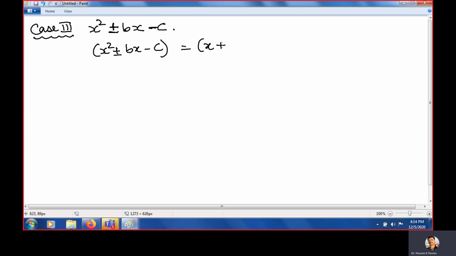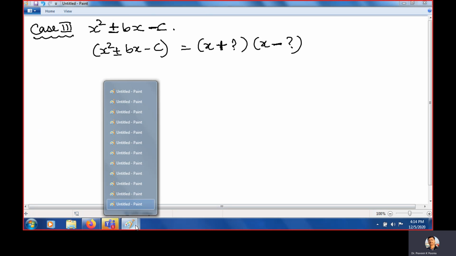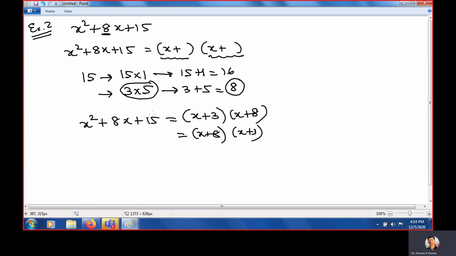The factors will be x plus one number we will find here and x minus one number we will find here. So if minus c is here, then one will be plus and another will be minus. Please remember this. This is very important. One number is plus, one number is minus. Clear?